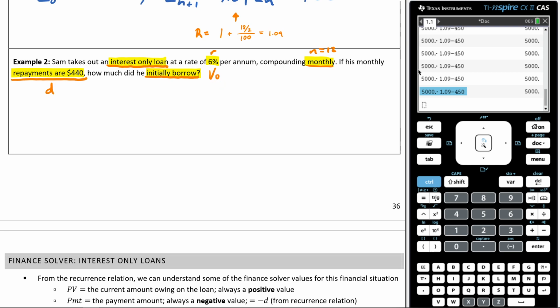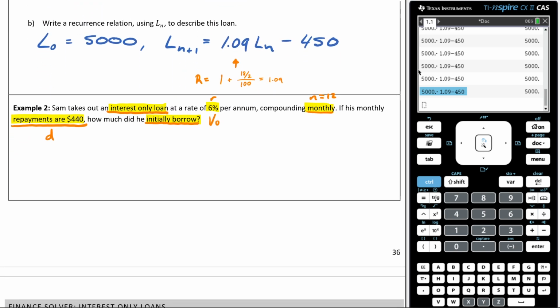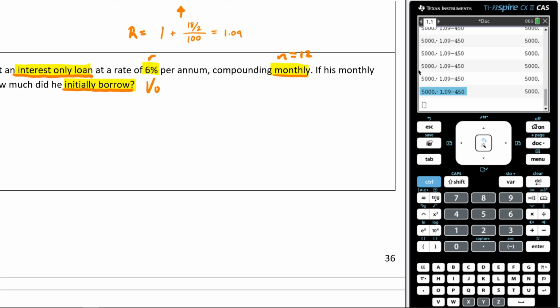Hopefully what you can recognize here is that because this is an interest-only loan, to find the D value we can simply use the formula that they've given us, plug in everything that we know, and then solve for that V of 0. So let's give that a crack. I'm just going to come down here and write down the formula that they've given us. I might do it over here, in blue.